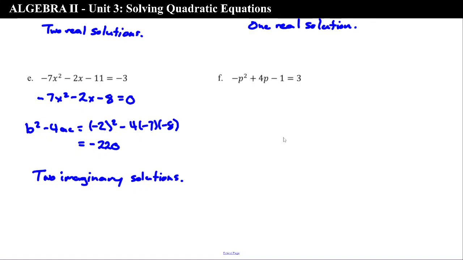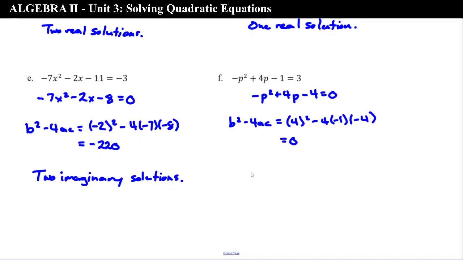And then finally, the last example, we have negative p squared plus 4p. We're going to subtract 3 from each side, so we end up with minus 4 equals 0. And now we're going to put in our b squared minus 4ac. So that's going to be 4 squared minus 4 times negative 1 times negative 4. And all of that together gives you 0, which means we have one real solution.